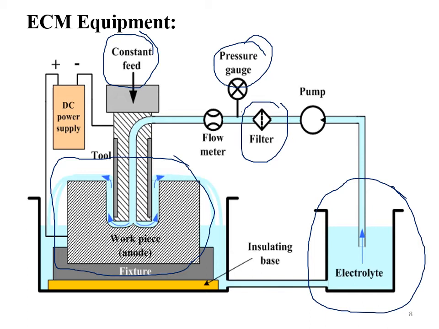The movement of the tool is achieved at a constant speed or velocity, so it is a constant feed we are achieving. When the tool is progressing towards the workpiece, simultaneously the electrolyte is made to flow between the workpiece and the tool. When it is being pumped onto the machining zone, the metal ions which are getting removed or separated from the workpiece are dissolved into the electrolyte.